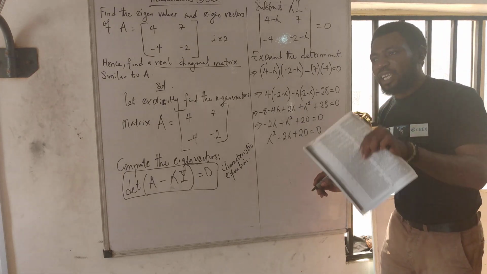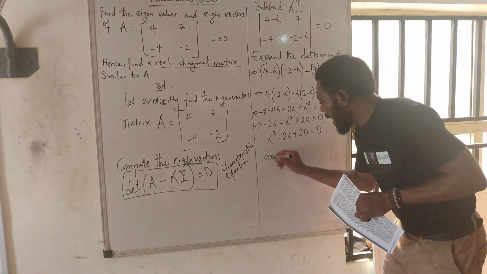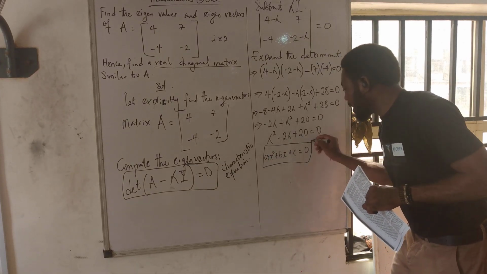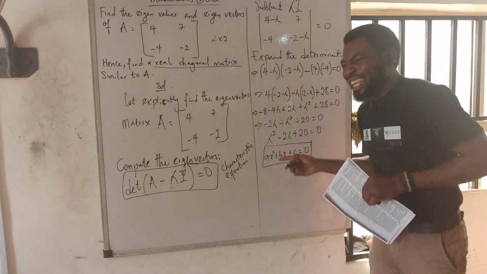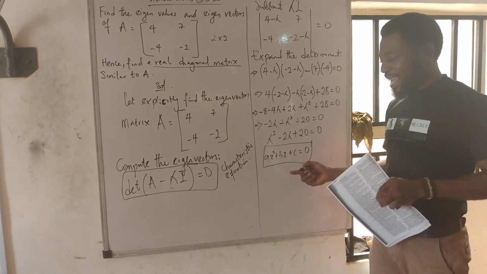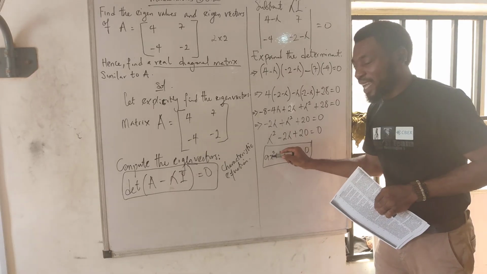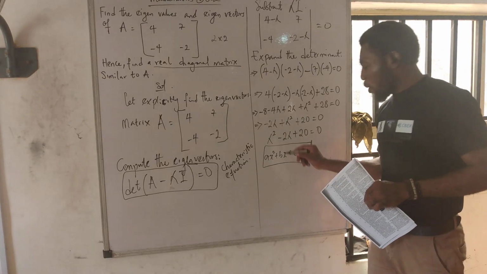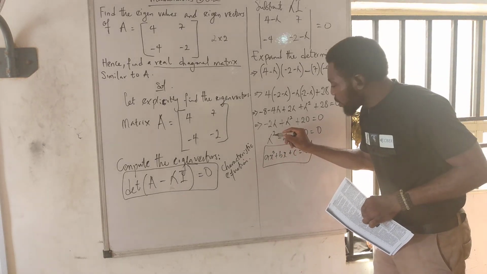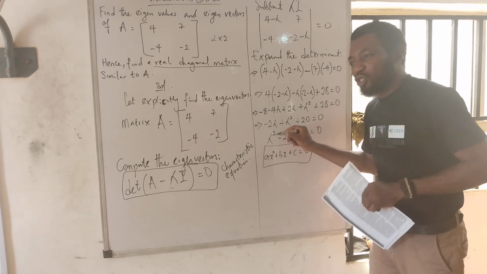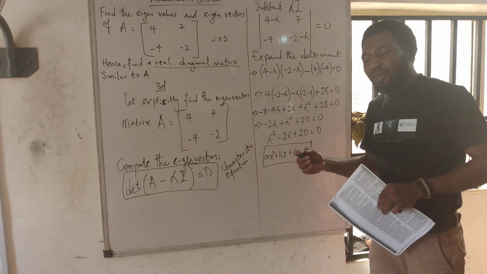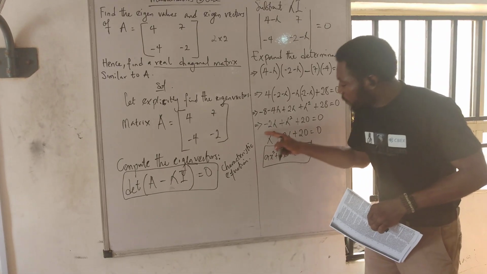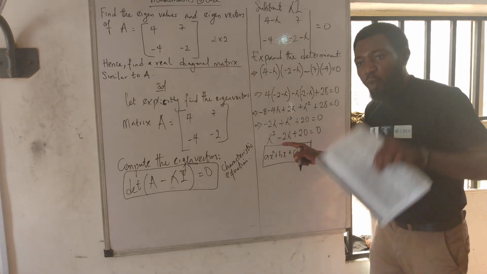Go back to the quadratic formula. Remember, we have ax squared plus bx plus c equal to 0. If you remember this formula in your quadratic equation, let me show you that they look alike. Look at this. The highest power of x here is what? 2. If the highest power of x is 3, it becomes a polynomial. But here, the highest power of x is 2. Here you have the highest power of lambda to be 2. So we say they look alike.